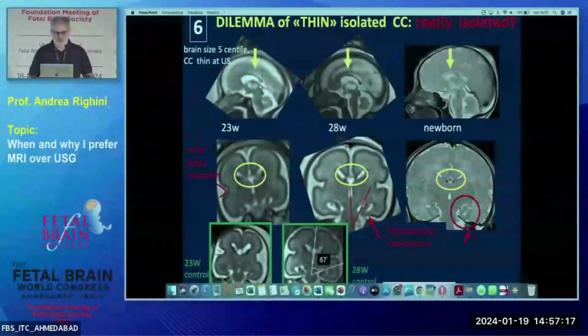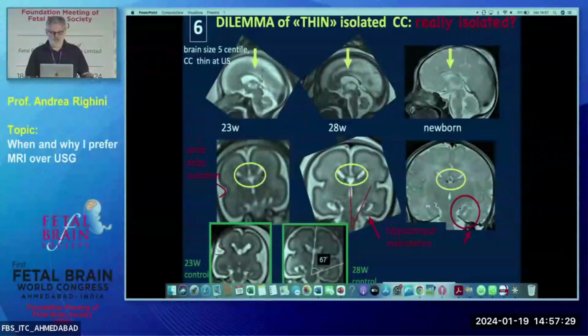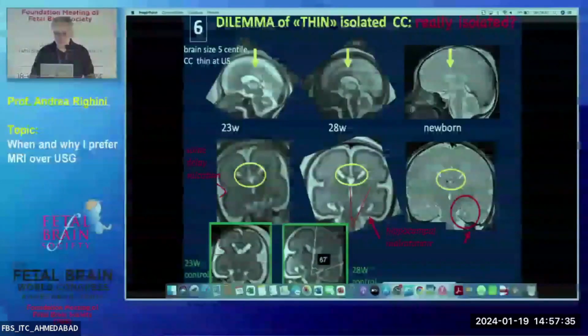So you have in this case 3 elements. You have a thinner corpus callosum, you have the operculum, which is a bit shallow, and then you have the hippocampal abnormal rotation. So it's something more than a simple possible or suspected short thin corpus callosum.